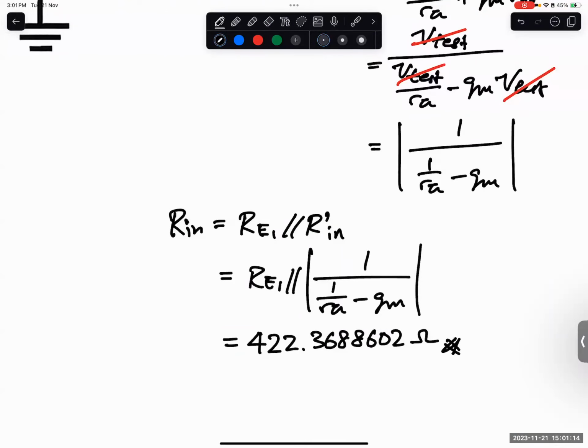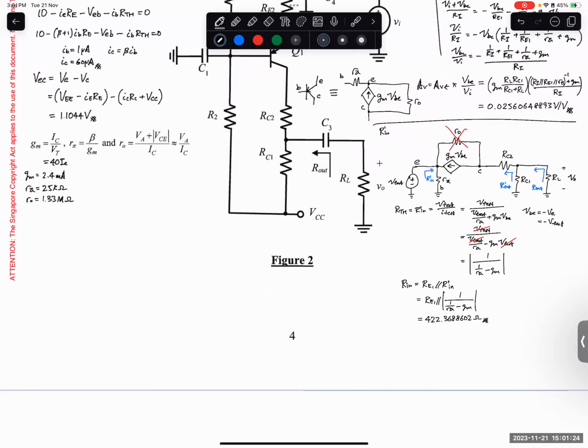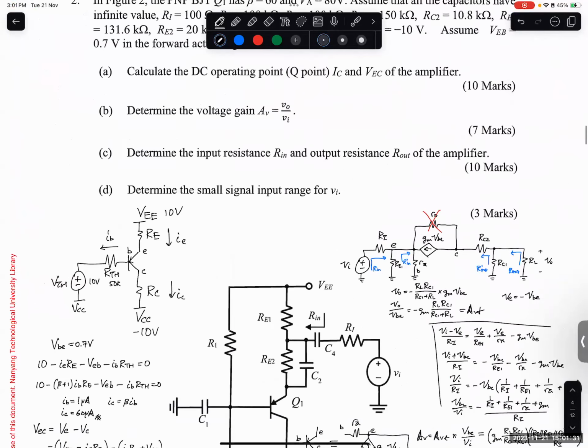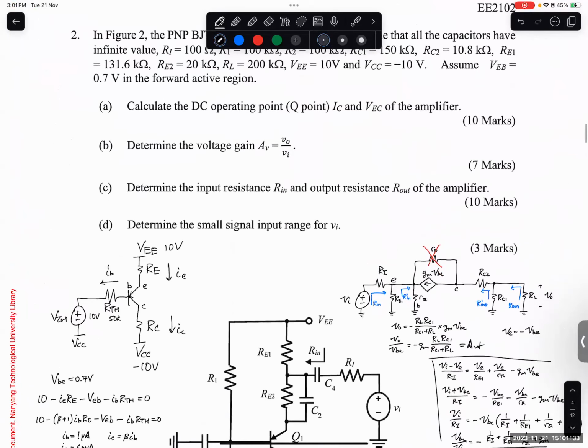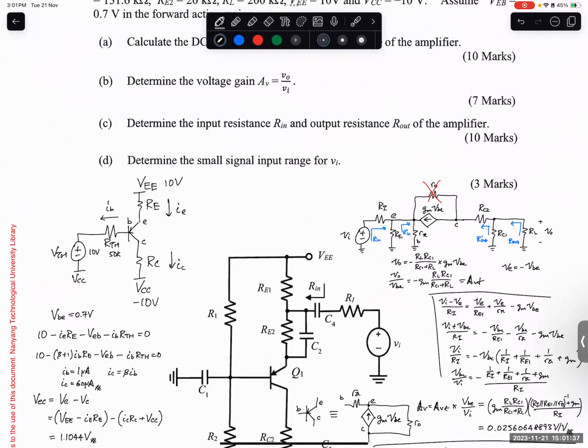Okay, done already? Is it too fast? Very fast. We haven't gone to question 3 yet. Exam finishing already, then we don't do question 3. Oh! Then 30 marks gone. Cannot, must get full mark. Okay, output resistance are out.